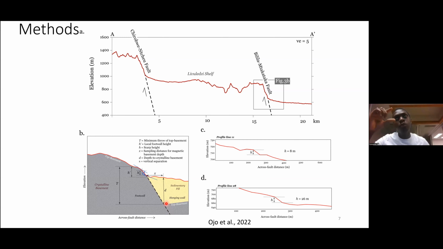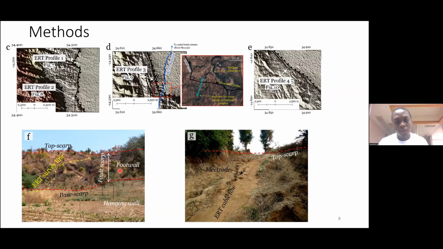So that would be the amount of throw, the amount of subsidence that has happened based on the top of the basement. So combining these 2 data sets, we were able to estimate the minimum throw we think has occurred on this fault. Then, that's just to look at the variations and patterns along the fault.